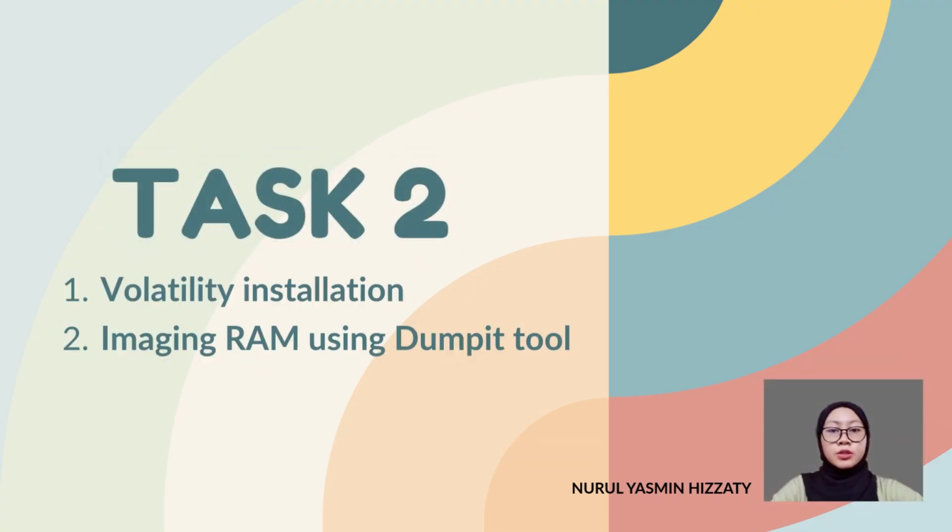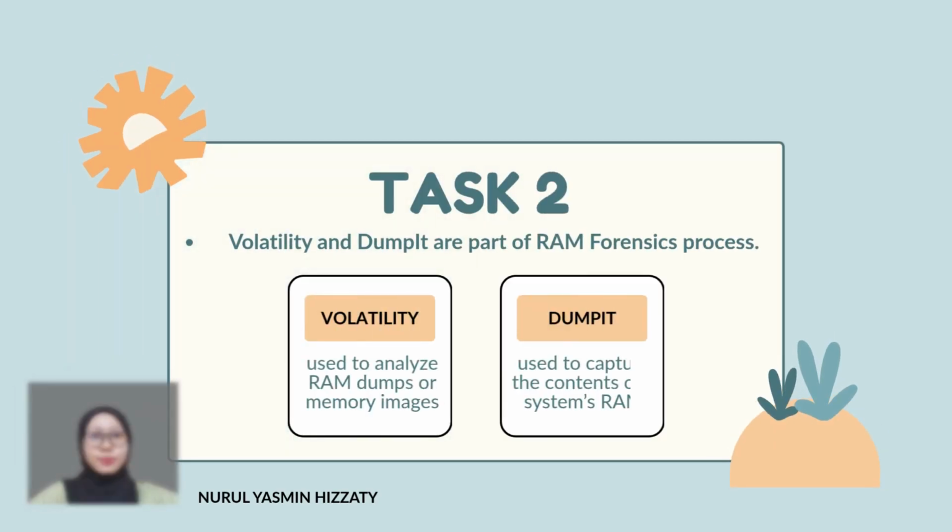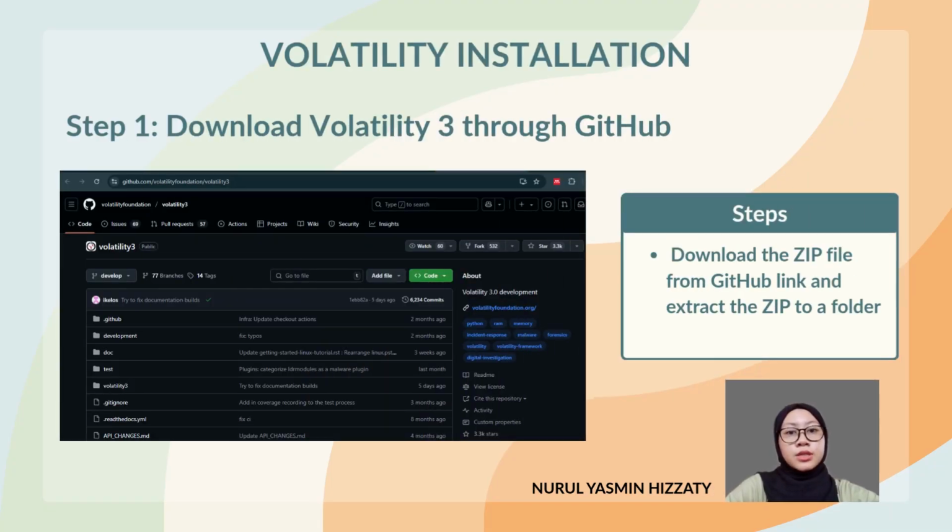Next, I'm Yasmin, and I will continue to explain Task 2, which is Volatility installation and imaging RAM using the DumpIt tool. Both Volatility and DumpIt are part of the RAM forensic process, used sequentially but dependently. Volatility is a memory forensic framework used to analyze RAM dumps or memory images. Meanwhile, DumpIt is a memory acquisition tool to capture the contents of a system's RAM. Thus, the forensic team will first use DumpIt to capture the RAM, then analyze the captured RAM using Volatility. So the first step is to download Volatility 3 through GitHub.